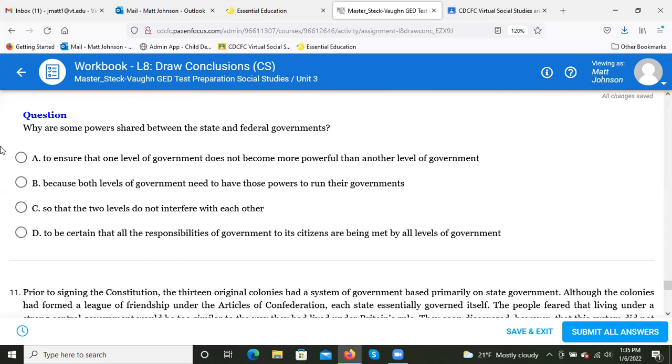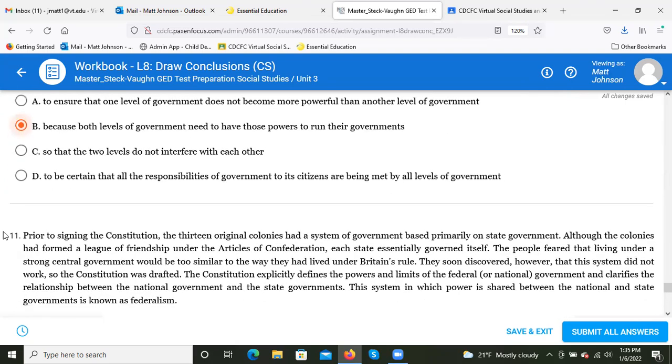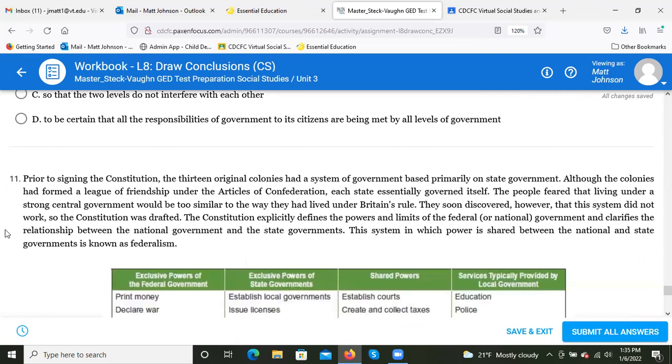D. So B. And those are kind of similar, right? All responsibilities of government to its citizens are being met. But it's a little closer when you say both levels of government need to have those powers to run the government. So B is in boy there. And 11, Sasha Gay, could you read 11?